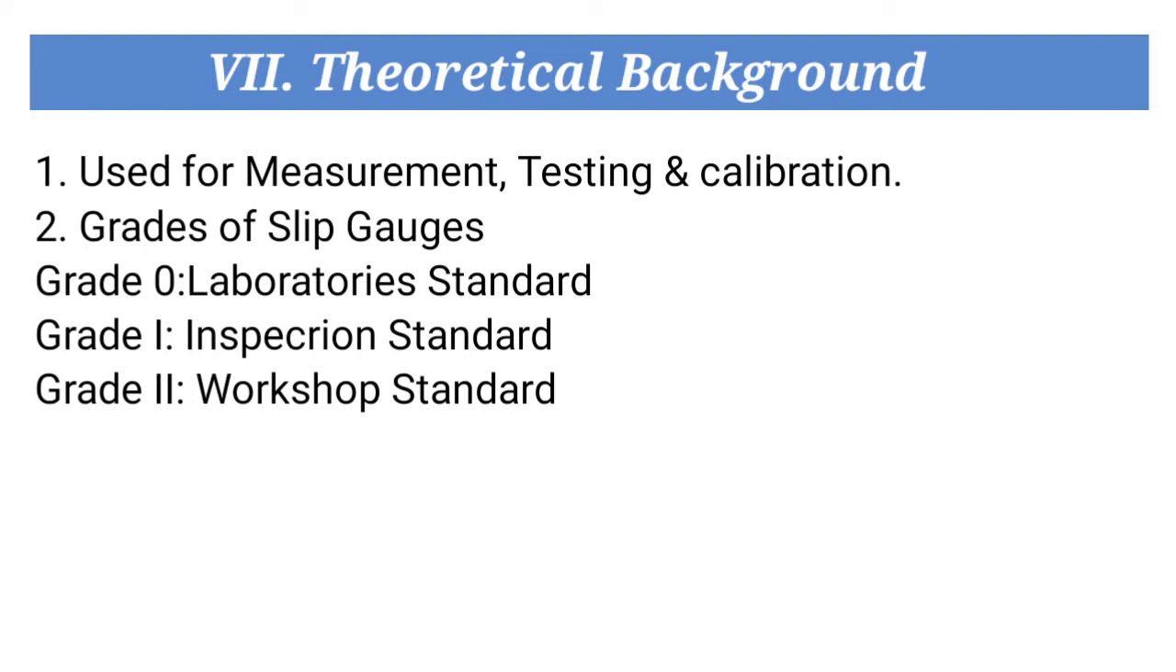Grade 1, having lower accuracy, is used for the inspection department. Grade 2 is to be used for the workshop during production.